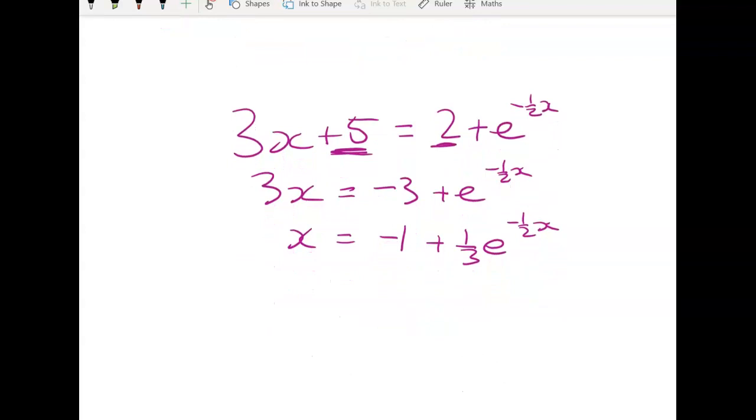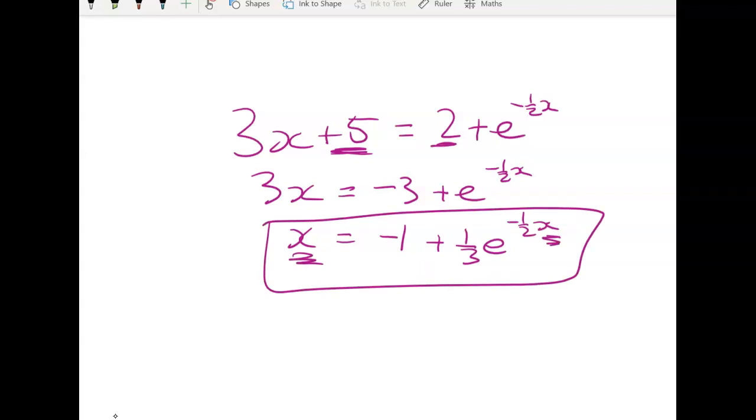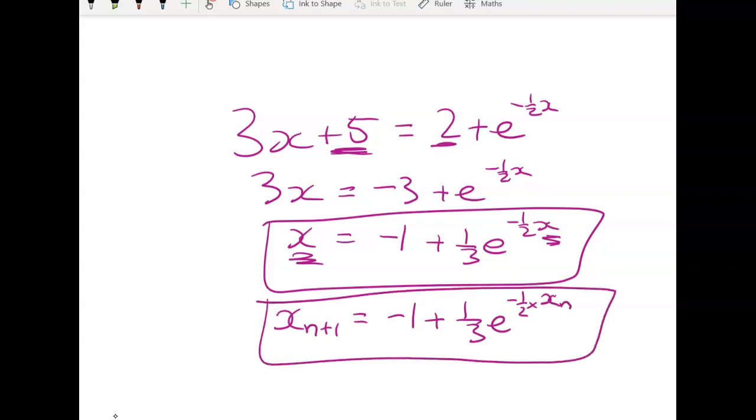Now that feels really weird, right? Because I'm solving to make x the subject, but I've still got x stuff over here. But this is how I want to end up. So my iterating formula for this example would be the new one is equal to -1 plus 1/3 e to the negative a half times the old one. And in equilibrium, or when we've found the root, what we've got is that xn plus 1 is very, very close to xn.